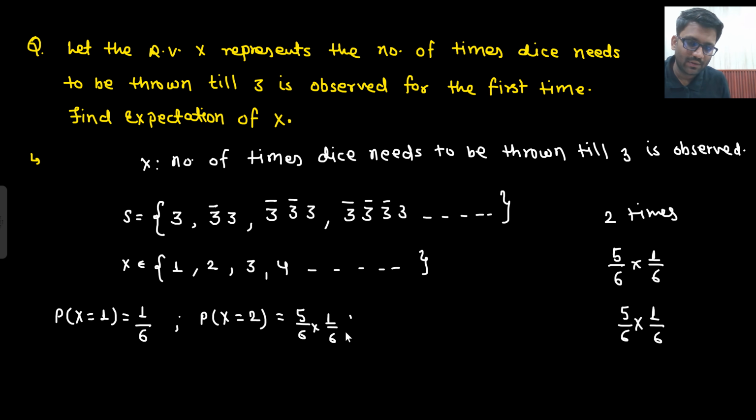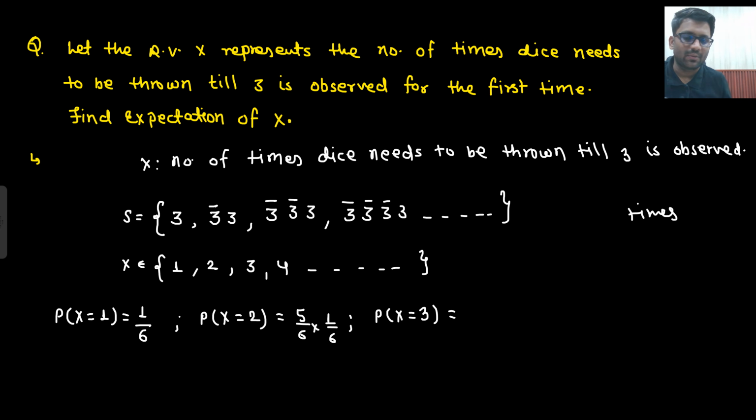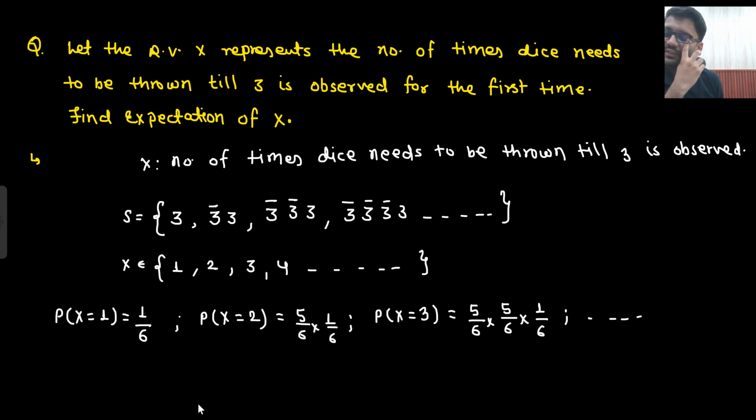Probability of random variable x taking value 3. That means 3 times now. On the first throw, you should not get 3. Any value but not 3. On the second throw as well, any value but not 3. On the third throw, 3. Right? And so on. In that manner, it will keep on going. So this is your probability of taking all these values.